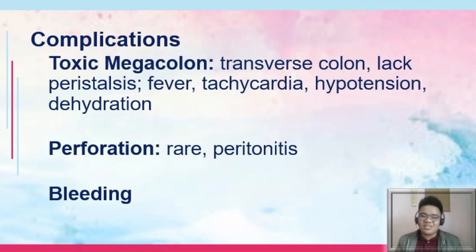Now, when I talk about toxic megacolon, this usually affects the transverse colon, characterized by the lack of peristalsis. So it is manifesting as fever, tachycardia, hypotension, and even dehydration. Then we also have perforation. For your perforation, it's rare because remember, the layers only involved in your ulcerative colitis are your mucosal and your submucosal layers. So in that case, perforation is rare. But then, there is a risk for peritonitis. And then bleeding. So the risk for bleeding will always be there because we're undergoing a major surgery.